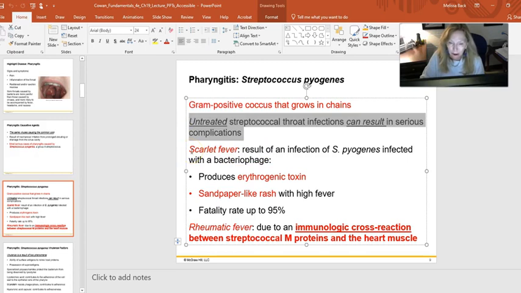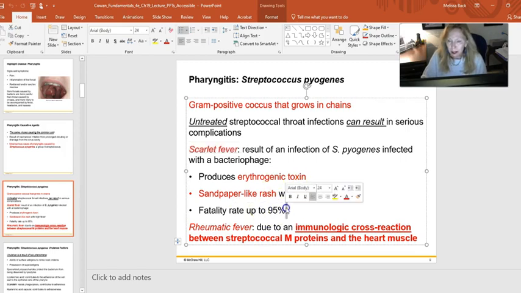So scarlet fever is a huge one, and this can be a huge concern. It will typically give a sandpaper kind of rash all throughout the body. It's associated with a high fever as well. The toxin, if this goes untreated, the mortality rate can be significantly high. Another sequela can be rheumatic fever. This is because of the immune system actually cross-reacting with the proteins and then damaging the heart muscle.